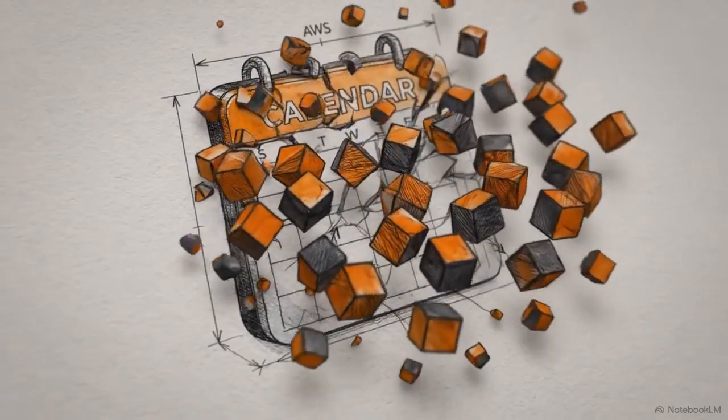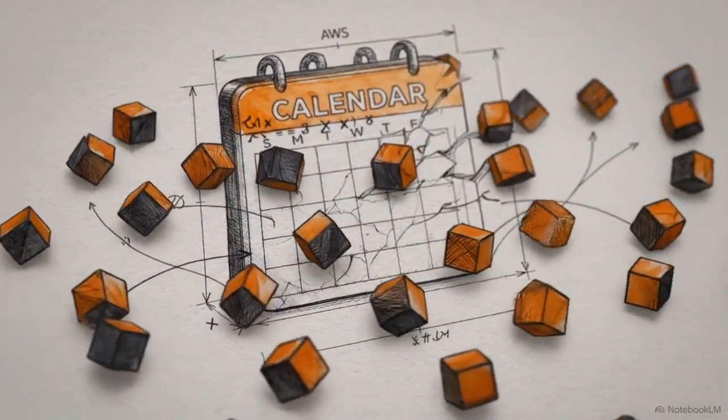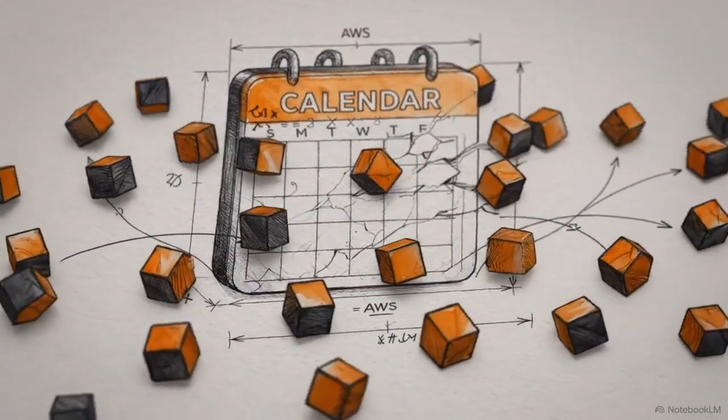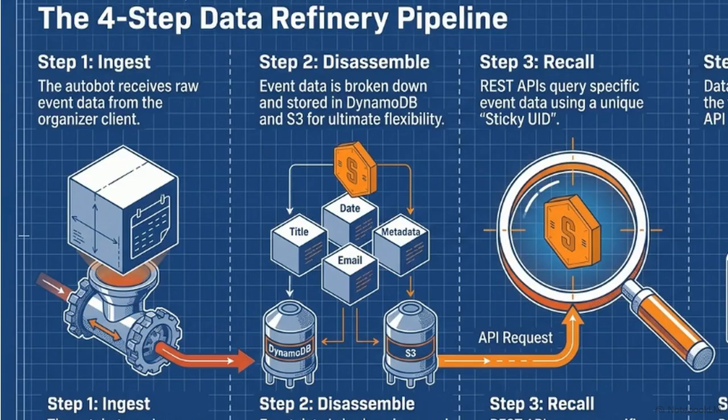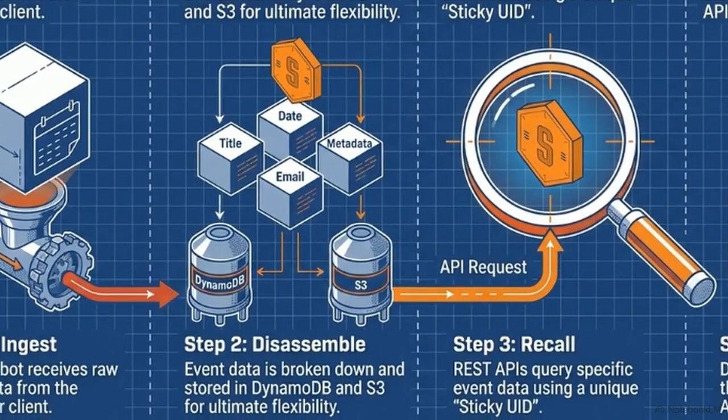Once the event is ingested, we move to the disassembly phase. The rigid structure of a standard calendar invite is completely dismantled. The raw data is fractured into constituent nodes. The title, the date, and the metadata are separated out. These independent data points are then routed and stored inside DynamoDB and S3 environments to ensure they remain isolated and highly flexible. Here is where the tracking becomes possible.